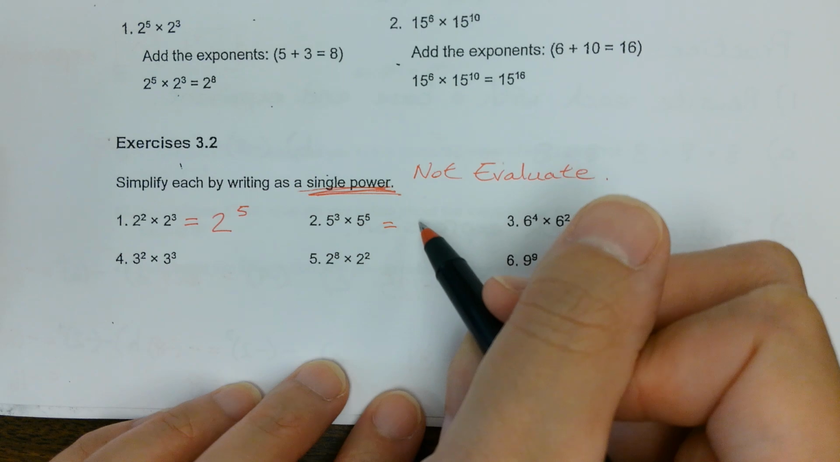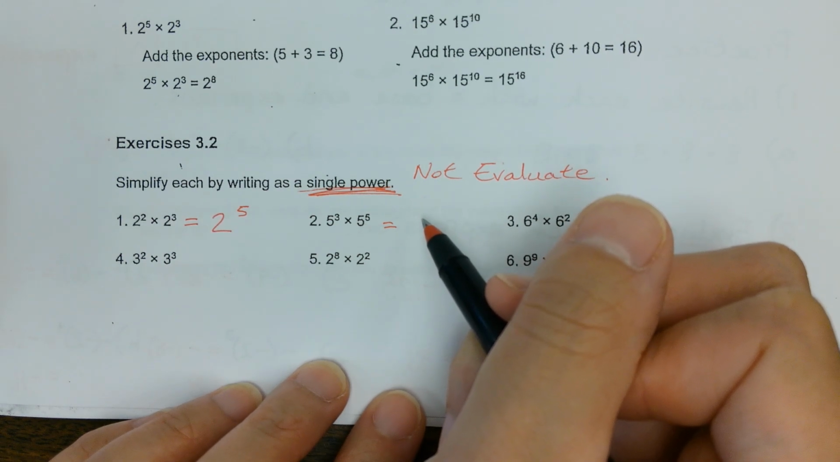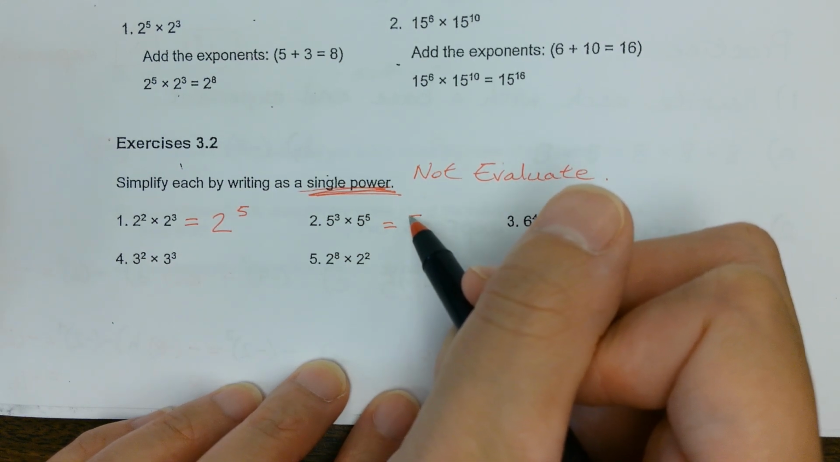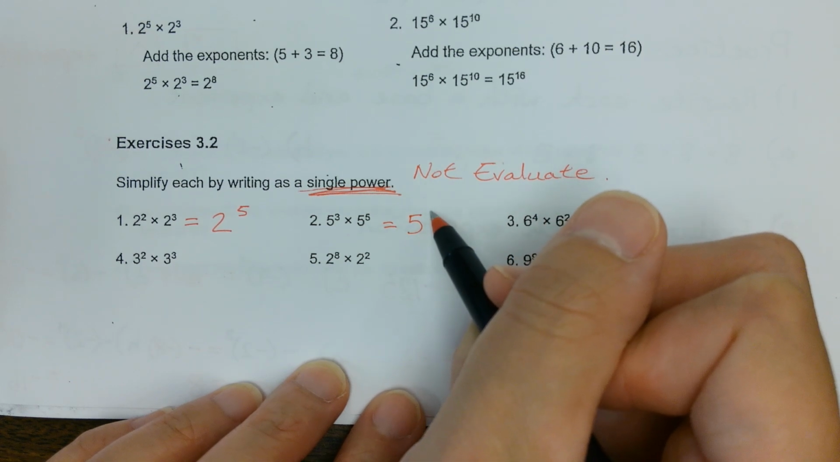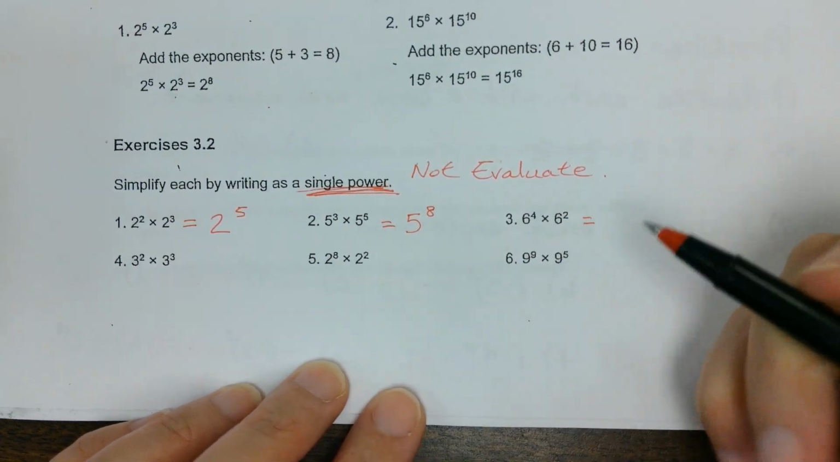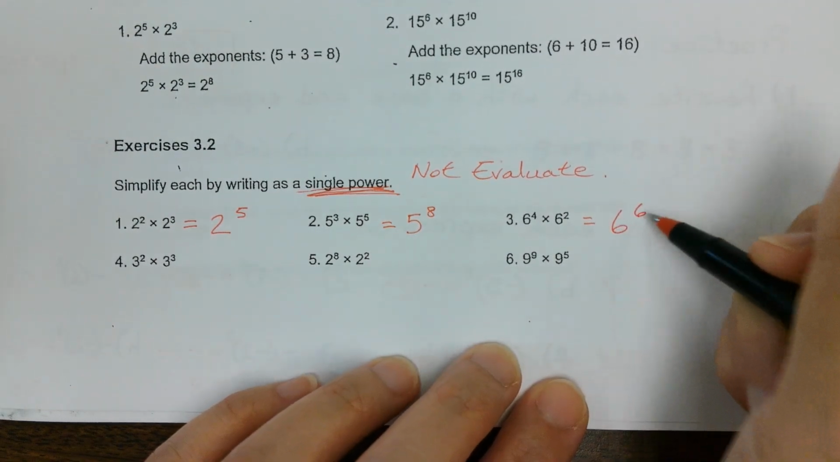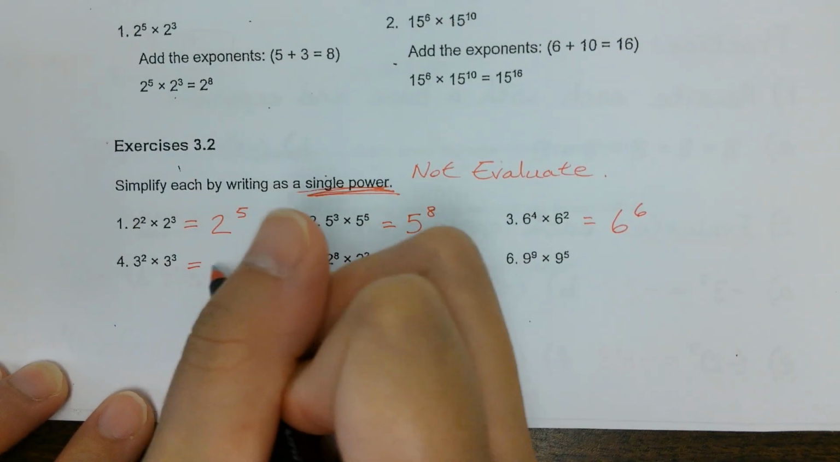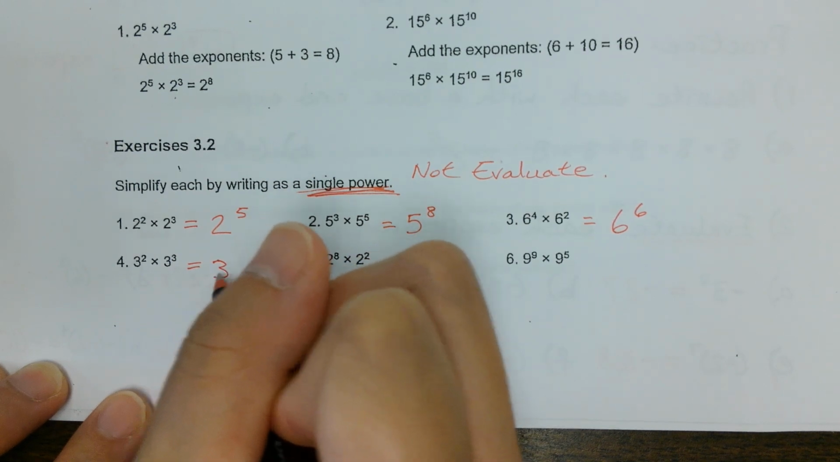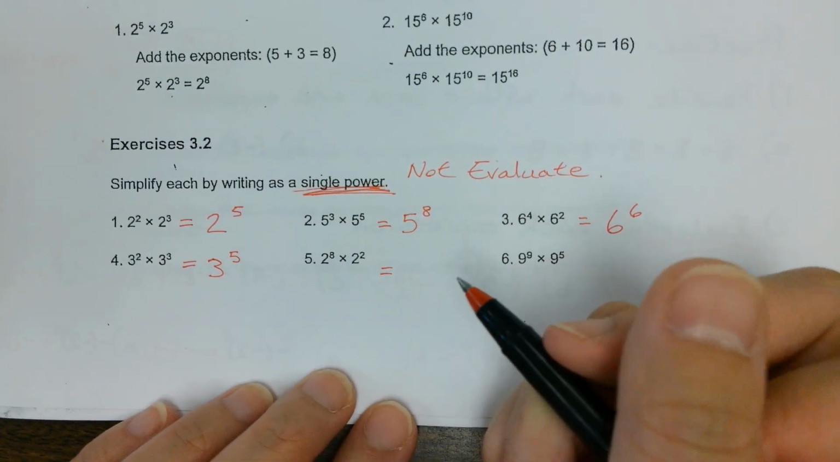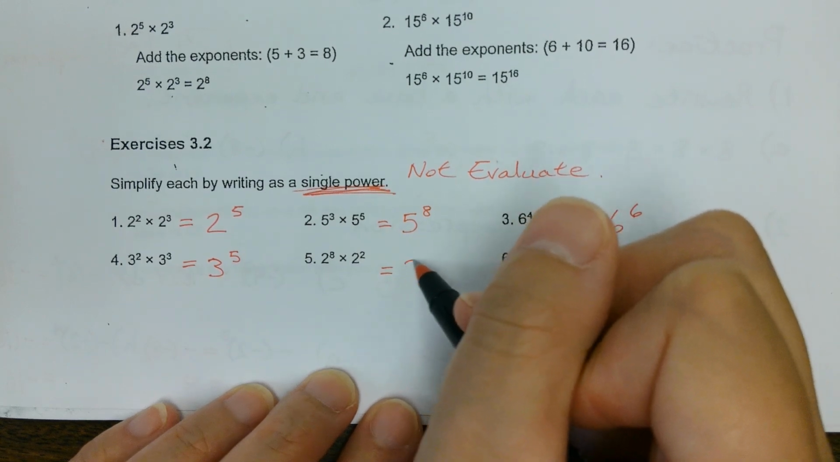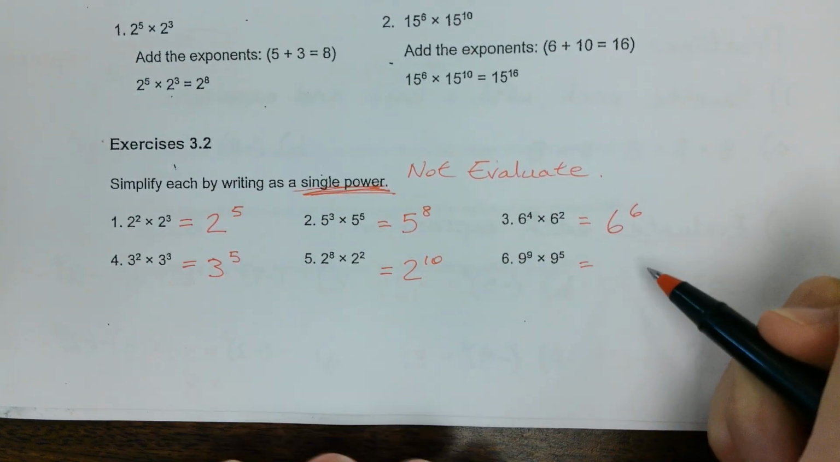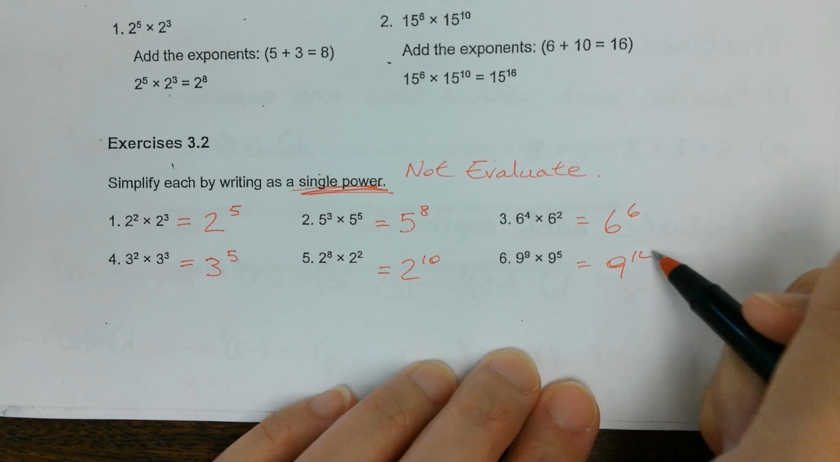Haley? Number 2? Pass? Okay. That's okay. Jasmine? Number 2 is 5 to the power of 8. Good. Pedro? 6 to the power 6. Good. Sonia? 3 to the power 5. Michaela? 2 to the power 10. And Antonio? 9 to the power 14. Perfect. Okay. Nice and easy.